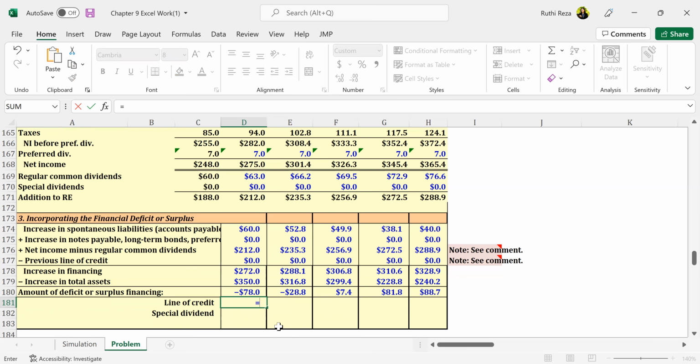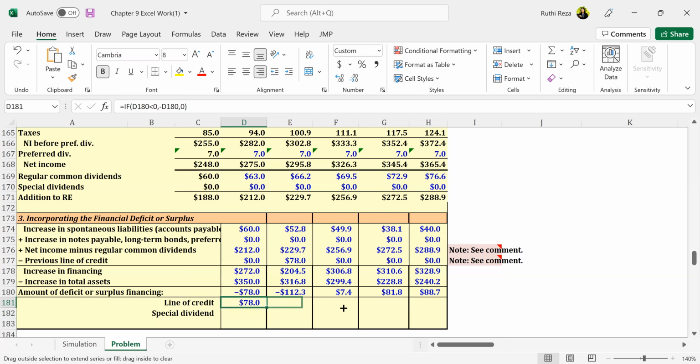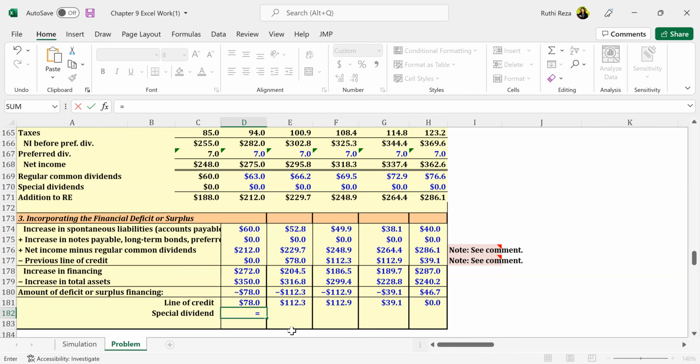Now, let us apply the IF formula. So if our additional financing need is negative, that means we need additional financing, then we are going to draw this amount in the form of line of credit, otherwise 0. Next, if your additional financing need is positive, that means you have surplus financing, then you are going to pay it off as a special dividend.